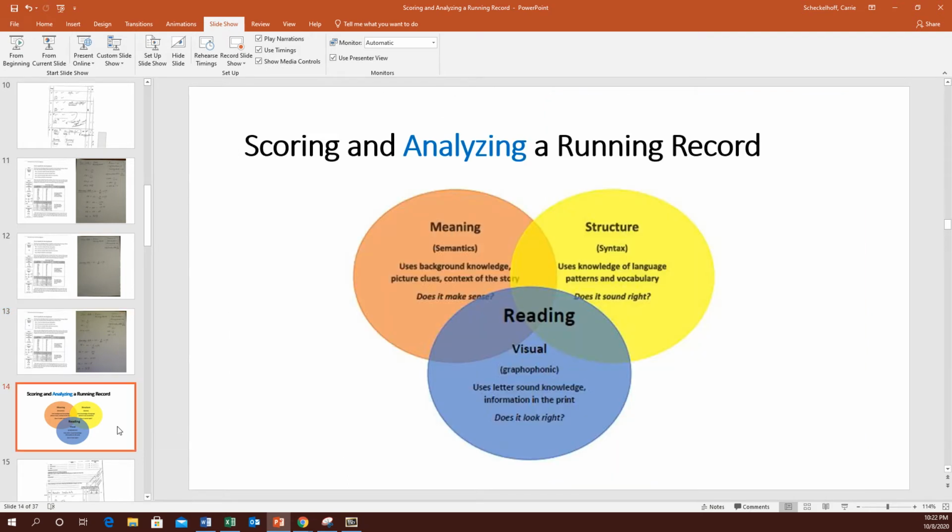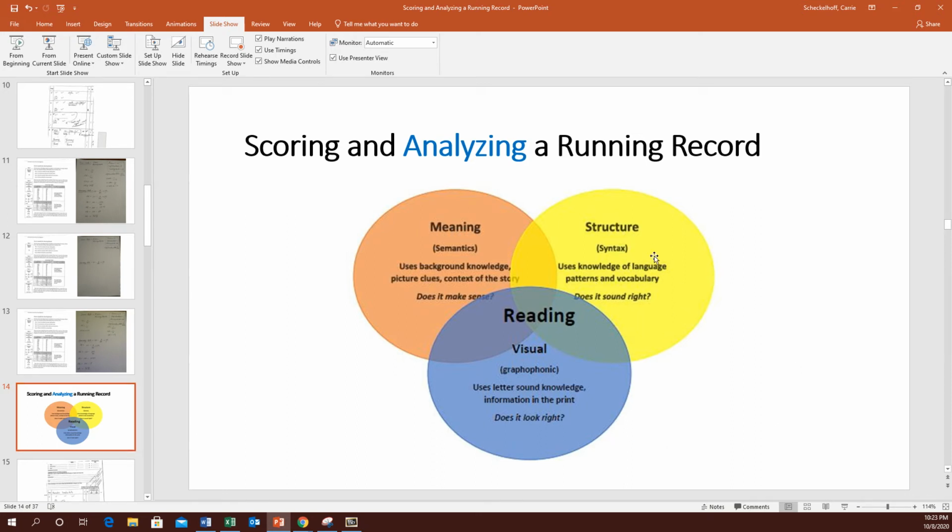That was scoring the running record, calculating the percentage accuracy and the self-correction rate. Now we're moving into analyzing the running record. Analyzing the running record means looking at the errors the student makes to see which cueing systems this child is using and which strategies the child is using. So we're going to look to see if the child is using meaning, which is semantic cues, background knowledge, the context of the story, and picture cues.